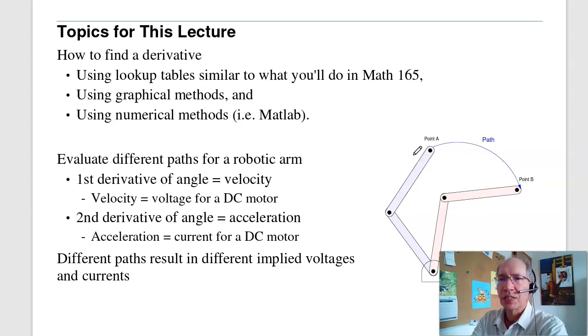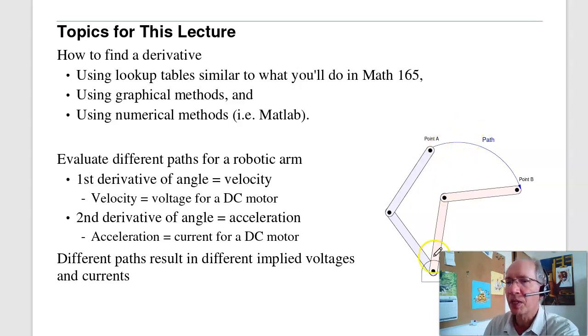Now in this lecture, what we're going to look at is how to find the derivative. That's something that you cover in Math 165, Calculus 1. We're going to find the derivative using lookup tables. That's kind of what you do in Math 165. We'll find derivatives using graphical methods and find derivatives using numerical methods, i.e. Matlab. And then we're going to use that to evaluate different paths for a robotic arm.